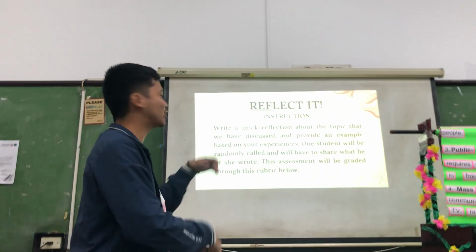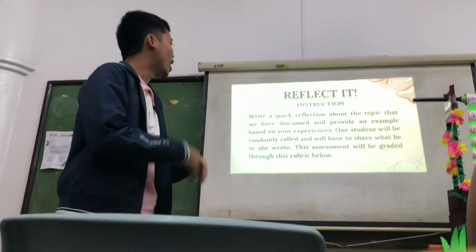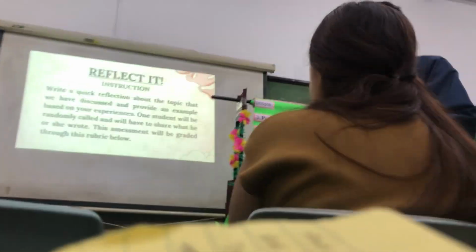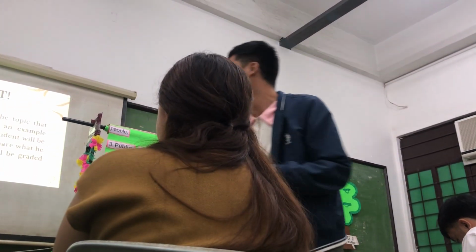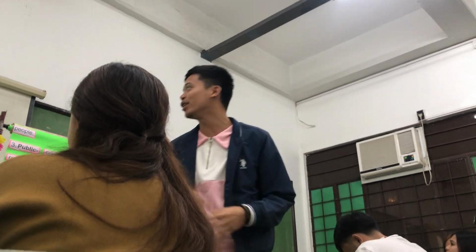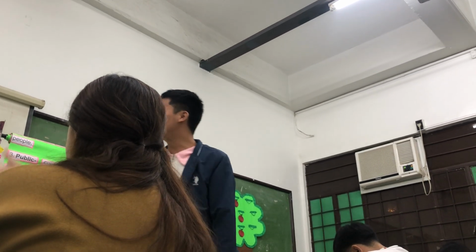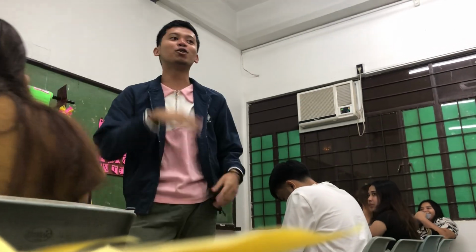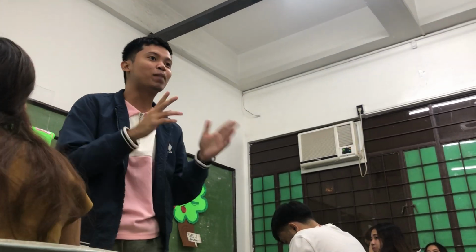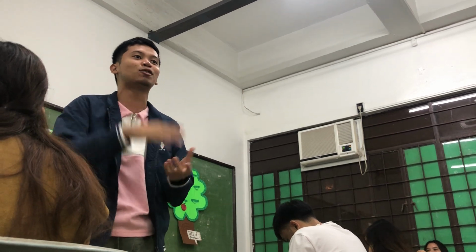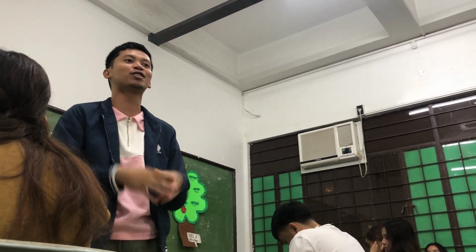Alright, so now we have a quick reflection about the topic that we have discussed and provide an example based on your experiences. One student will be randomly called to share what he or she wrote. This assessment will be graded according to the rubric. So the criteria are content, coherence, conception of the topic, and cohesion. You will be given one sheet of paper and 5 minutes to answer it. So you may start answering now.